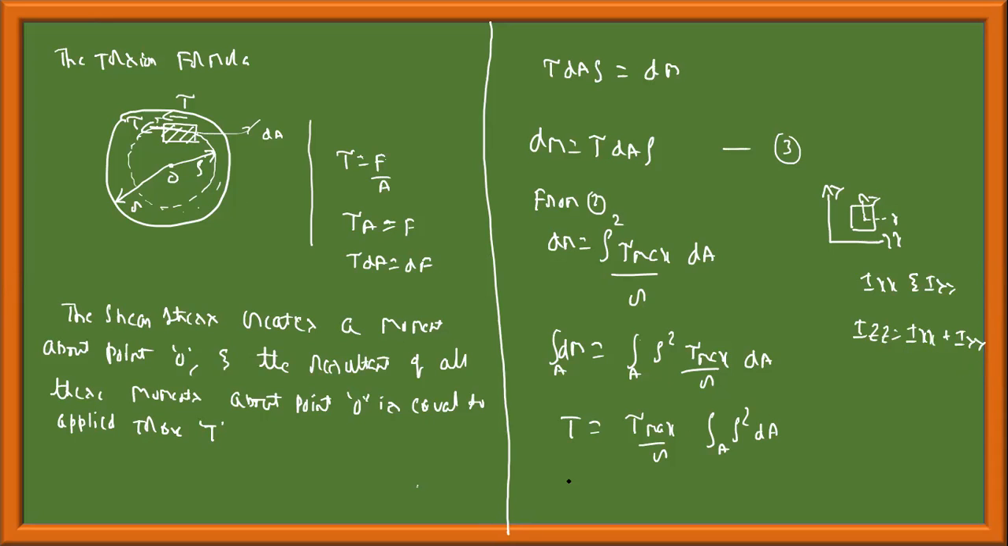Therefore, I can write T is equal to tau max times Izz, or I generally indicate the polar moment of inertia by J. It is not a Cartesian moment of inertia about an axis; it is about the Z axis, which is the sum of these two axes. Therefore, I will write T is equal to tau max by R into J.